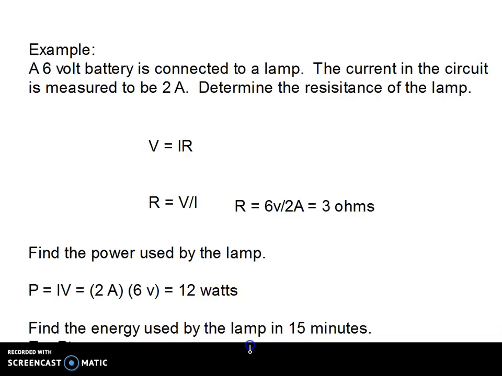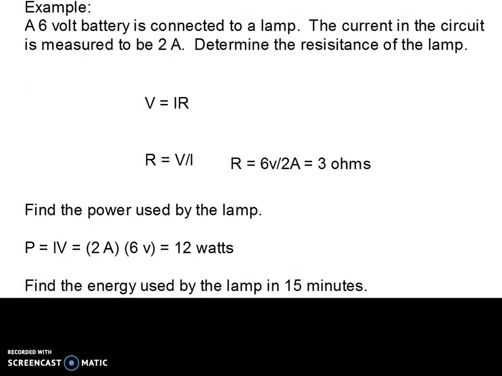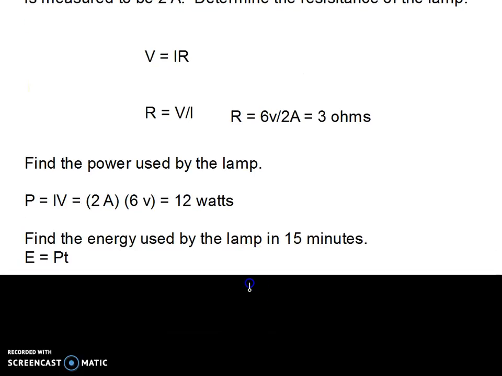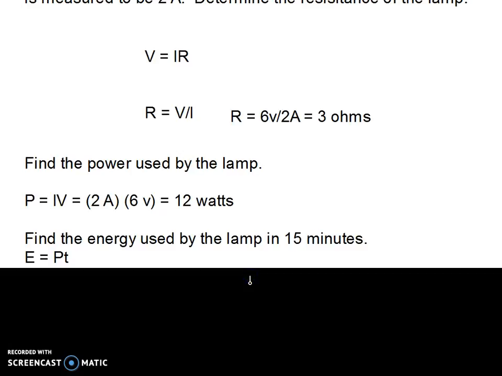So another question that might be posed is to find the energy used by the lamp in 15 minutes. Now, a very generic energy power equation that can be used in any circumstance is that the energy is equal to the power times time. Because remember, power is the rate at which energy is used. So if we just multiply both sides of that equation by time, we get power times time.